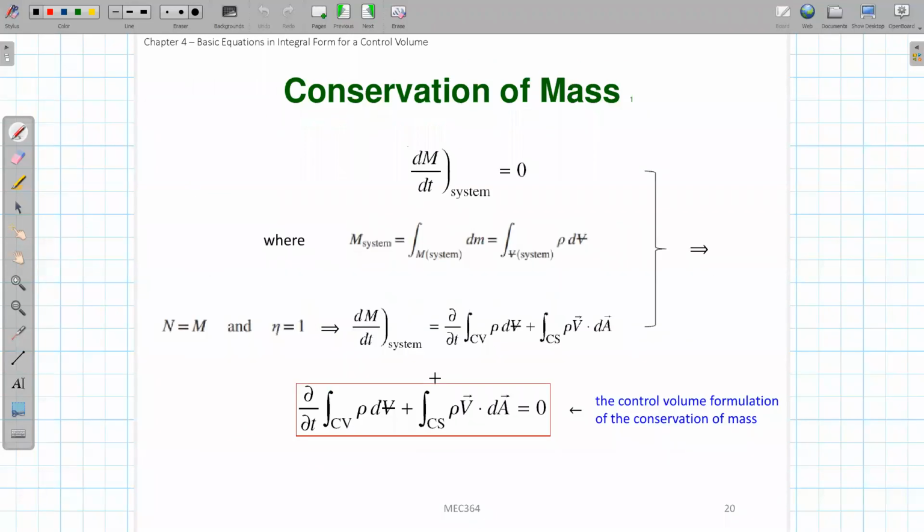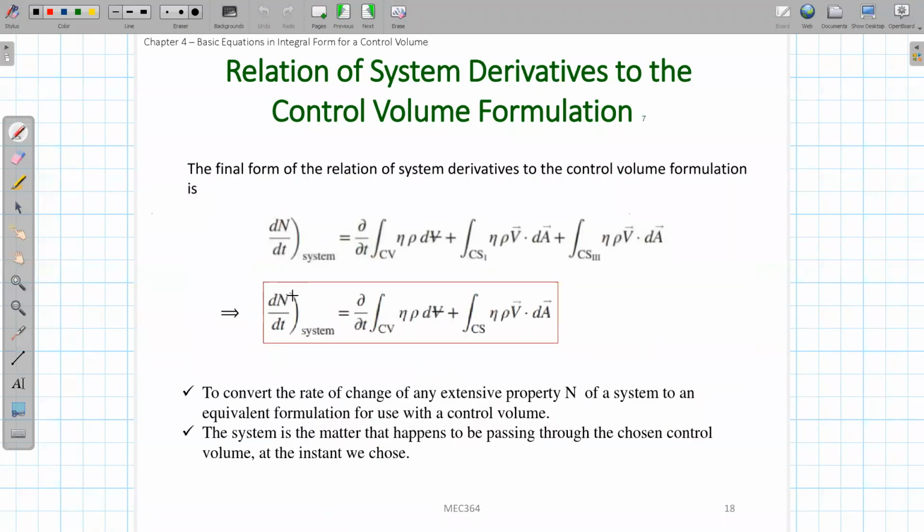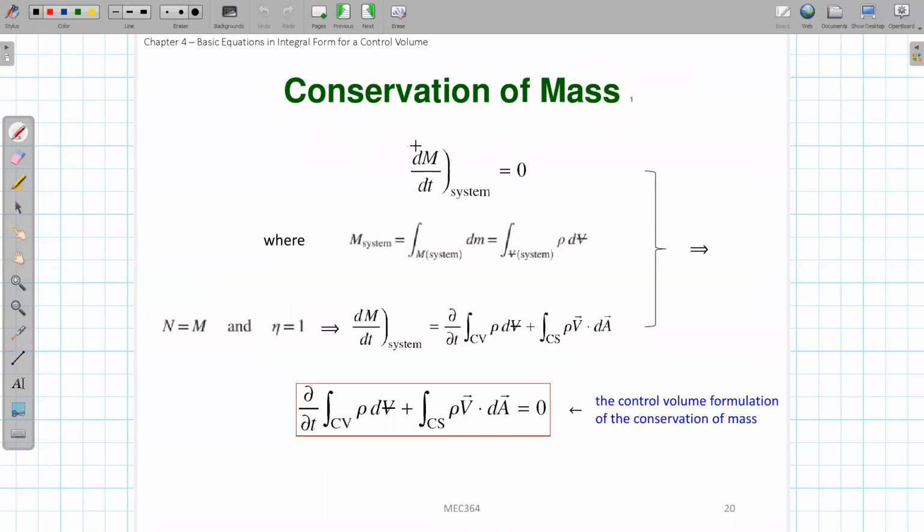Let's start with the first one, which is also an easier one to use. Let's consider the conservation of mass. In the conservation of mass, we simply make N equal to big M, which is the mass, and make eta equal to 1. This is how we write the conservation of mass law in a system. It simply means that because the system is closed, there is no change of the mass with respect to time. In other words, the mass inside the closed system is constant. The mass can be calculated from the density and the volume of the system, so we can write it this way.